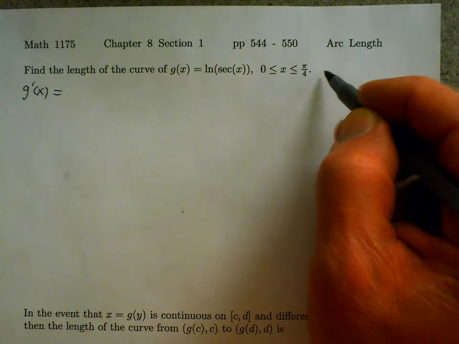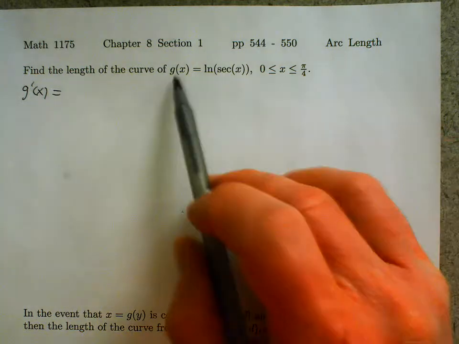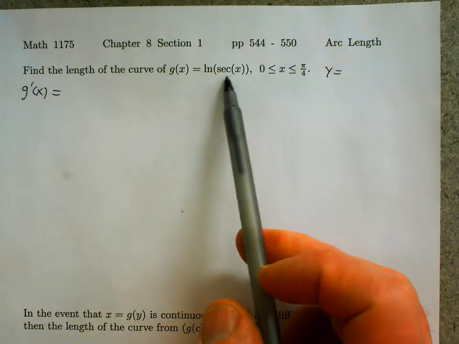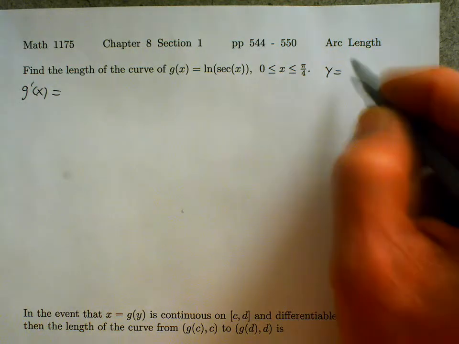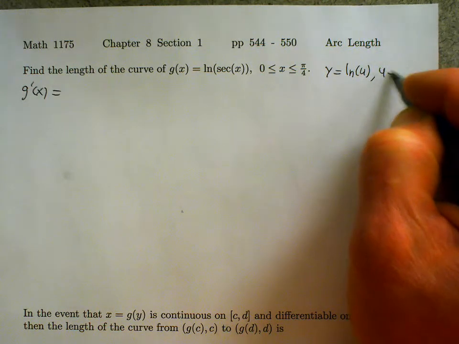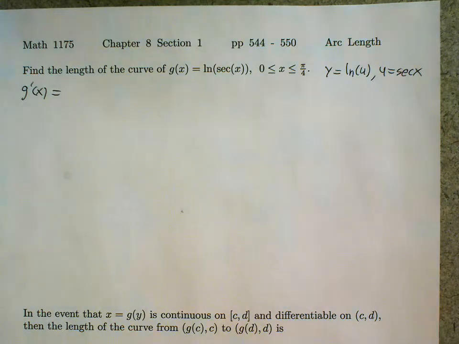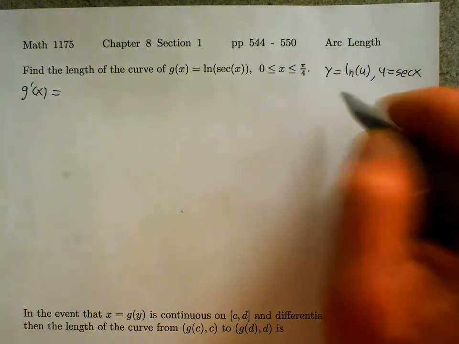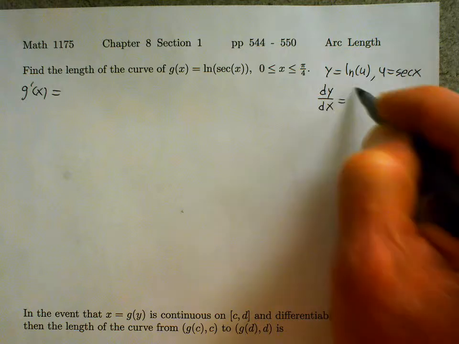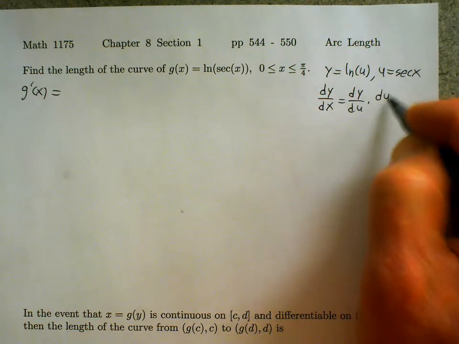So as a reminder, I'll replace over here on the side, and instead of g of x, I'm going to write y equals, and then replace secant of x with u. So y equals the natural log of u, where u is equal to secant of x. And we want to find dy dx. So by the chain rule, dy dx is dy du times du dx.